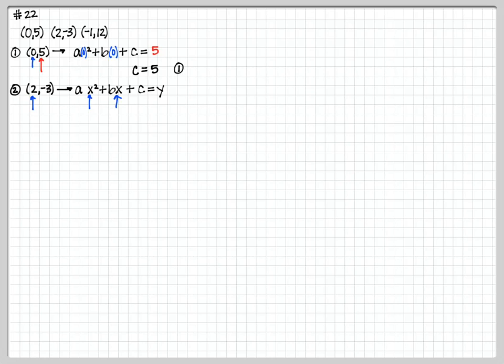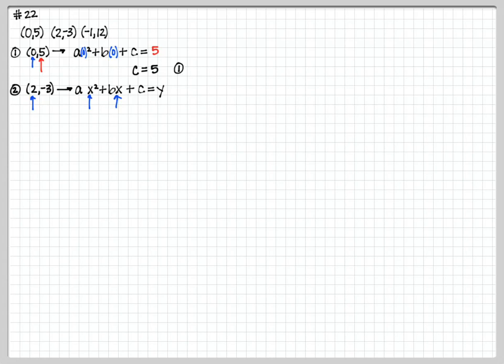If I give you 3 points that are on a parabola, to find the equation of the parabola. So, you've got those 3 points there. With the first point, you plug it into ax squared plus bx plus c equals y. And as you can see, I plugged in the 0 for the x, and then I plugged in the 5 for the y, and I have the equation c equals 5 as my first equation.